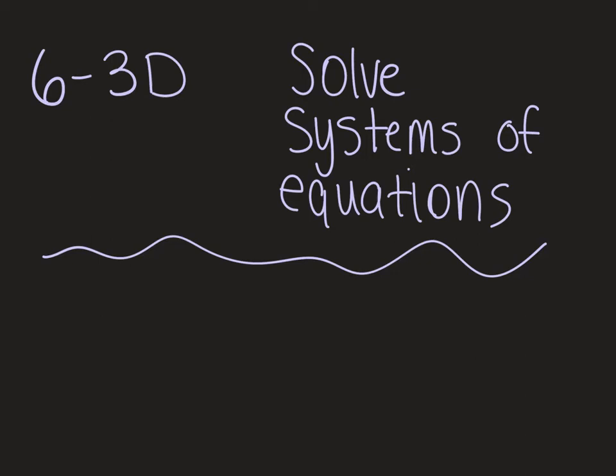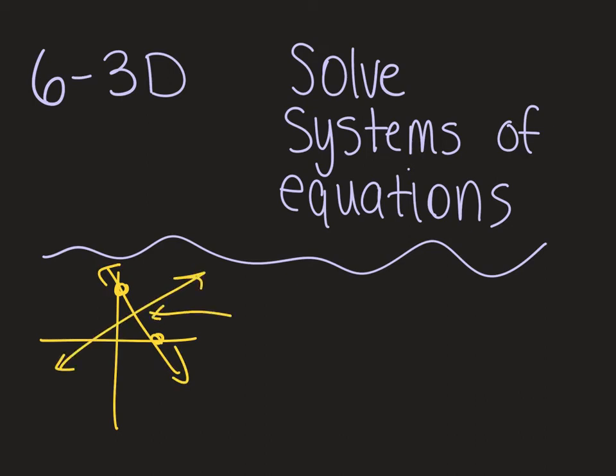Today's video is Chapter 6, Lesson 3D, and we are going to solve systems of equations, and you're going to say, but Miss Bainhauer, we already solved systems of equations, and I'm going to say, why, yes, we did, but the last time we solved it by graphing. We made a line, we made another line, we used our eyeballs, and we said, oh, look, right there is where they intersect. And so my answer is an ordered pair.